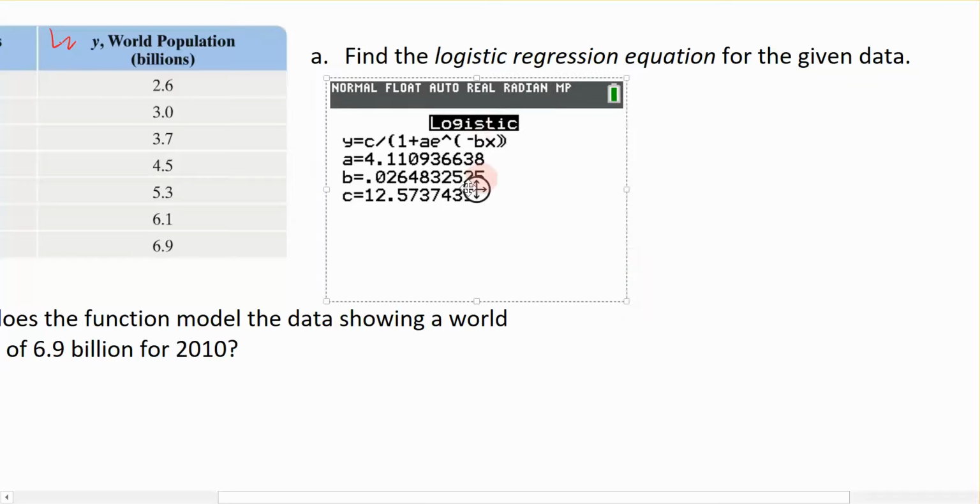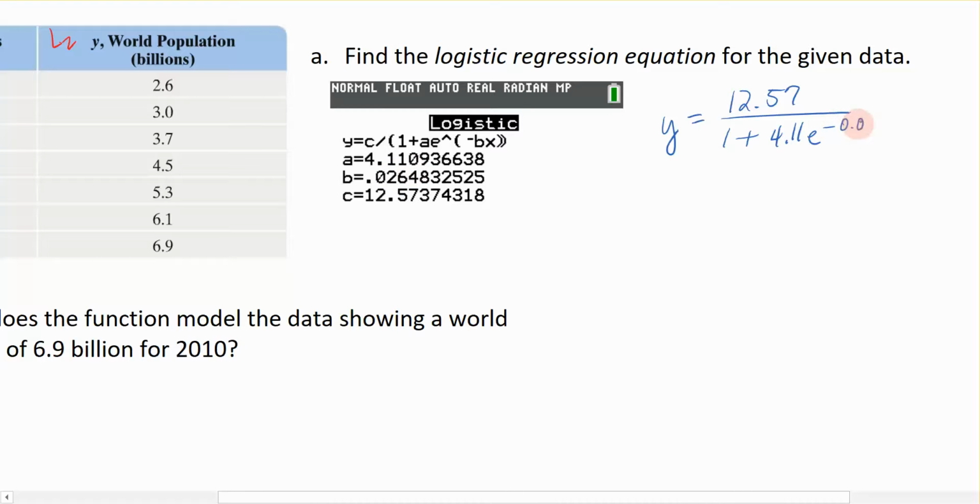Now, how do I write this equation based on what is given to me from the calculator screen? It says that my logistic equation looks something like y equals, the numerator is going to be whatever c is. So c, we'll call it 12.57, and that's divided by 1 plus a, which in this case is 4.11, times e raised to the negative b, which is 0.026, we'll call it, negative 0.026 times the variable x.